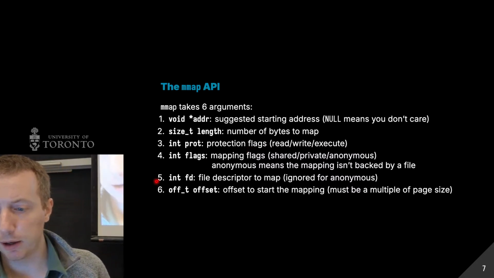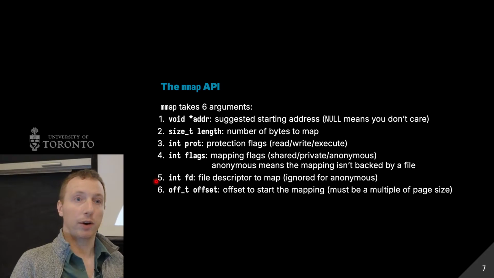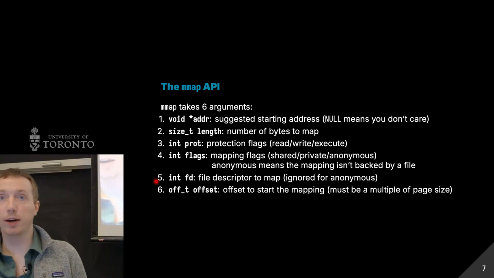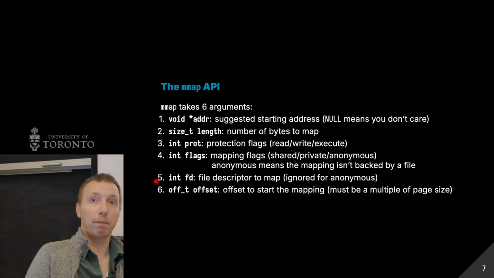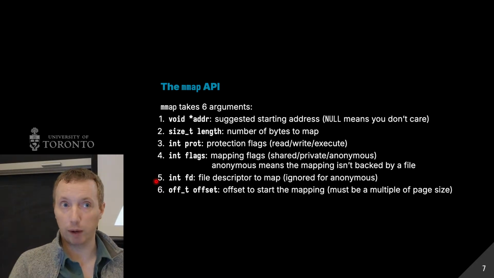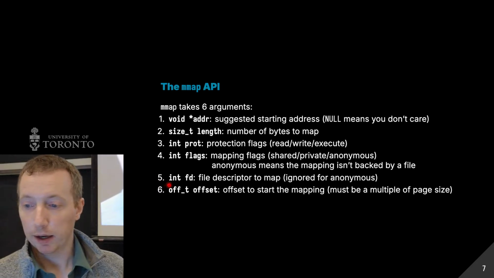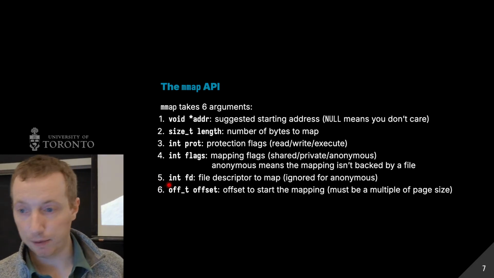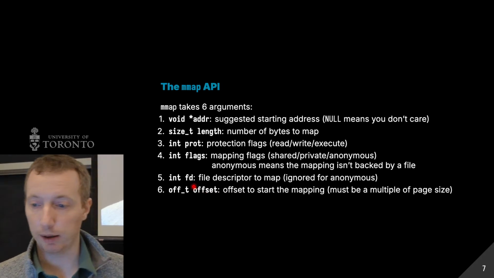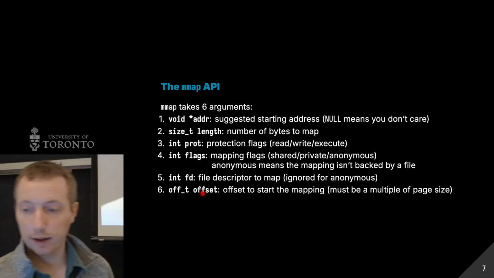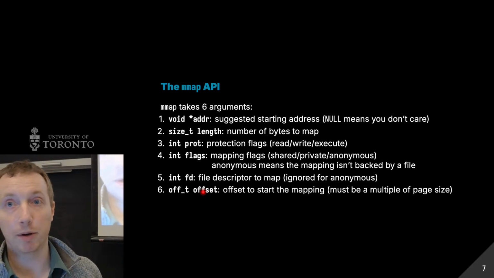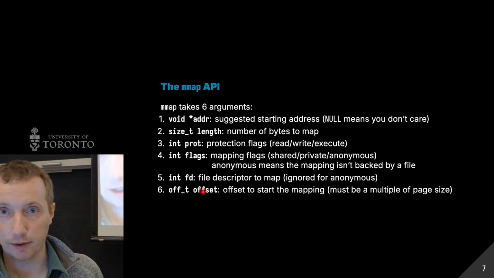And then the next one is a file descriptor. So I can actually set it up so that if I access this virtual address, then it will populate that virtual page with the contents from a file instead of just random memory. So if it's anonymous and it's not backed by a file, it's ignored. Otherwise, you can set it up so that it's populated with the contents of a file. Then the last one is offset, so that's where to start, like how many bytes in to start the mapping. Must be a multiple of the page size, or you can just set it to 0.